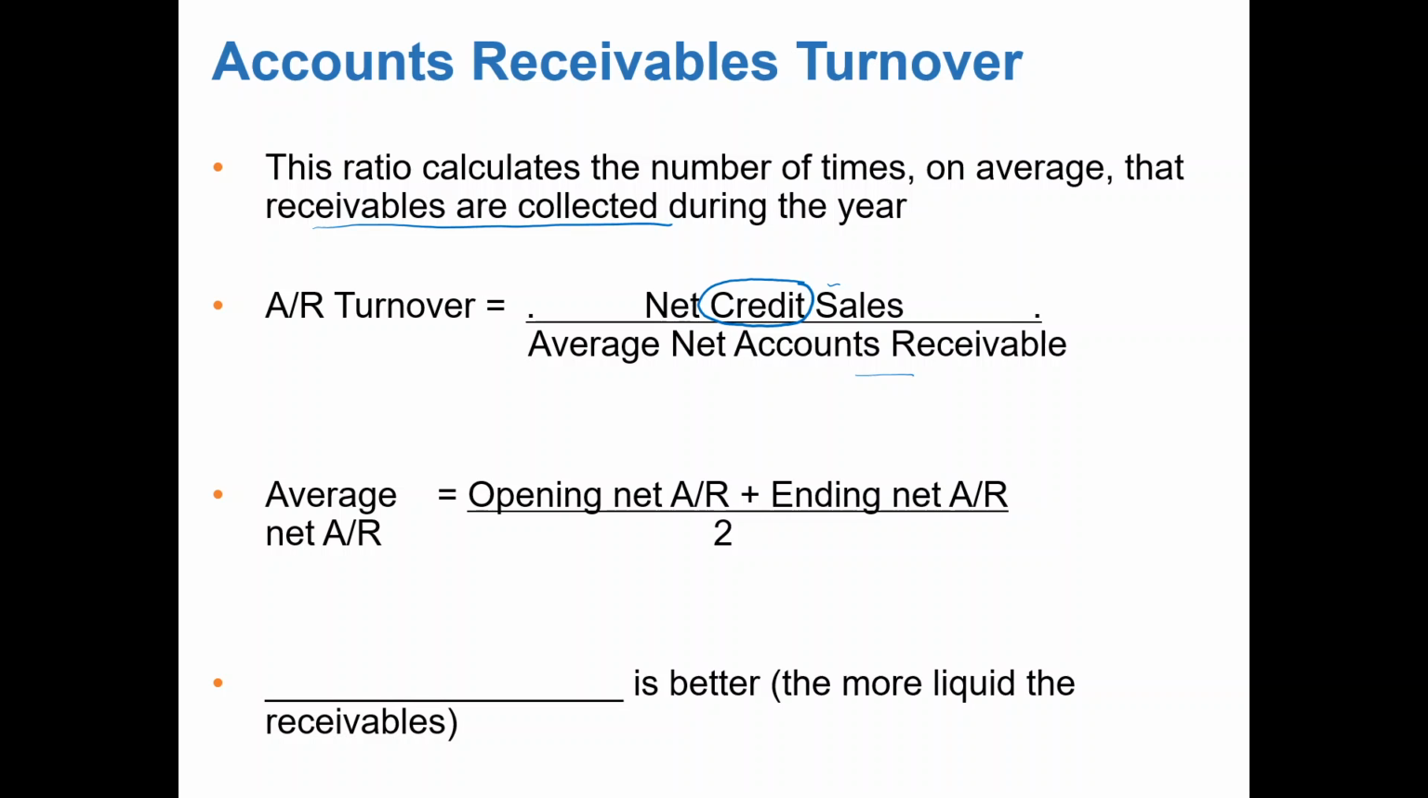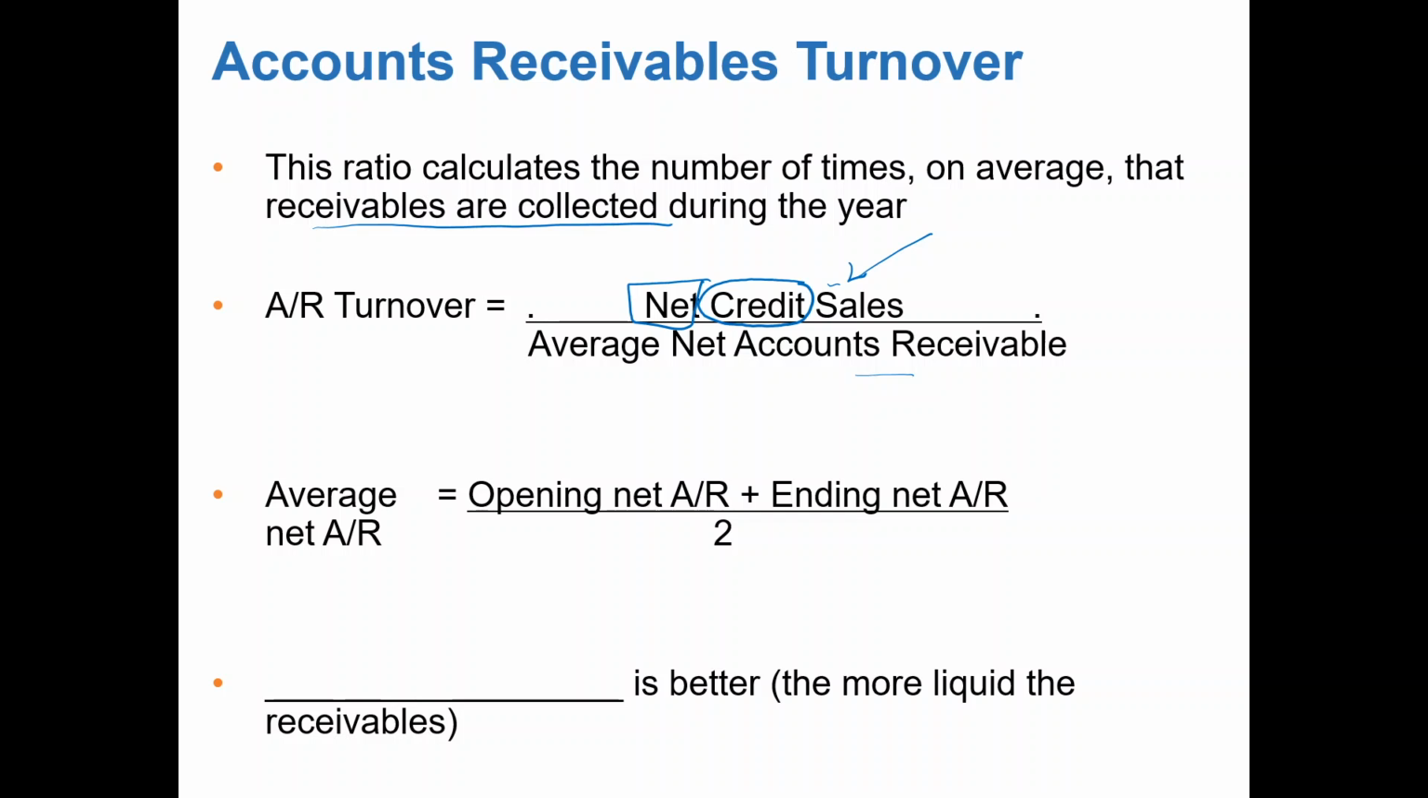However, you don't always have net credit sales. In real life, this is not something that has to be reported on the financial statements. So if you were doing this ratio, you may not know what the credit sales were. Therefore, if you don't have that information, you would just use net sales. And the net part means that it's after you've deducted any sales returns and allowances. So we talked about that in the inventory chapter.